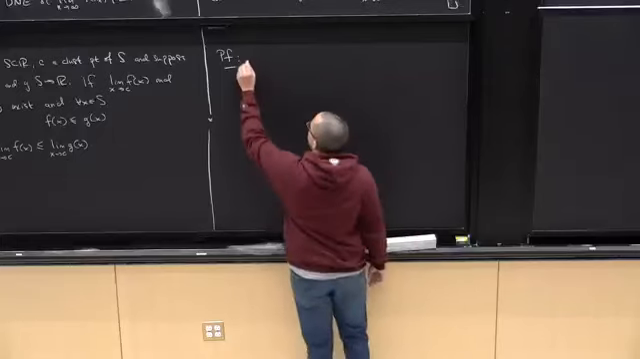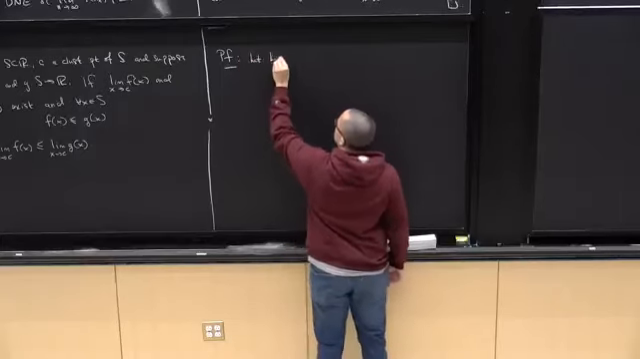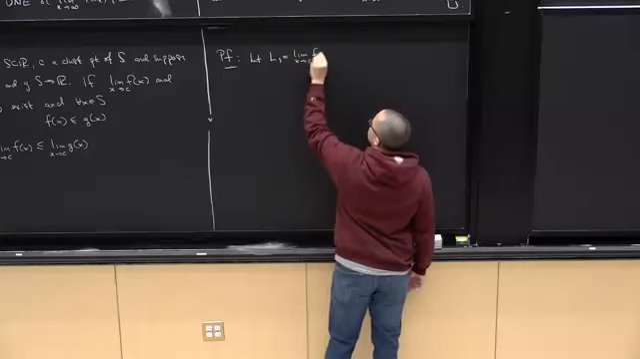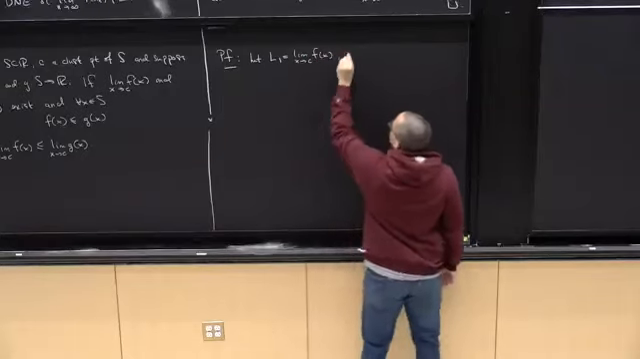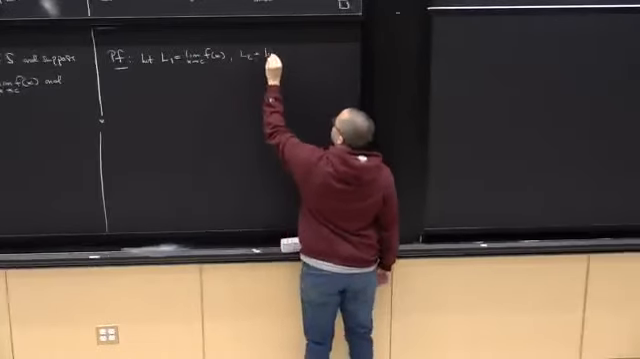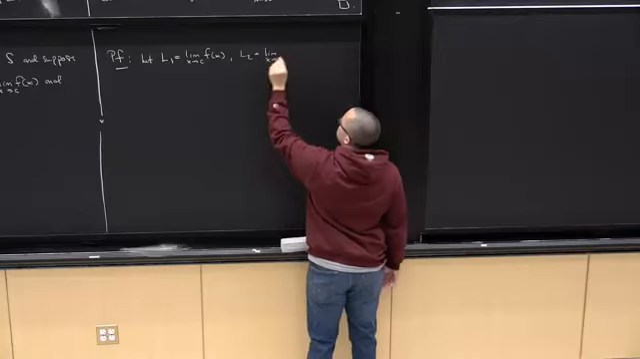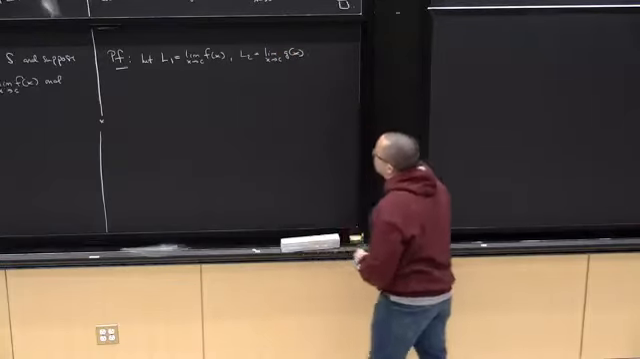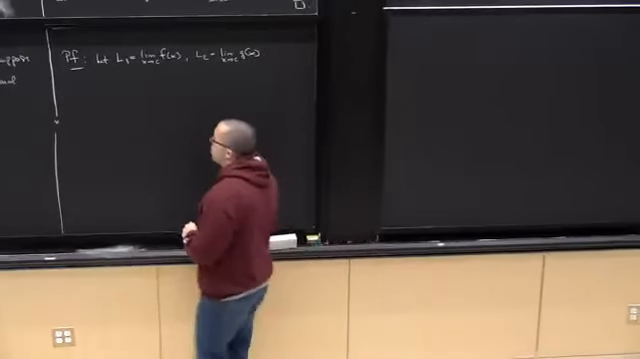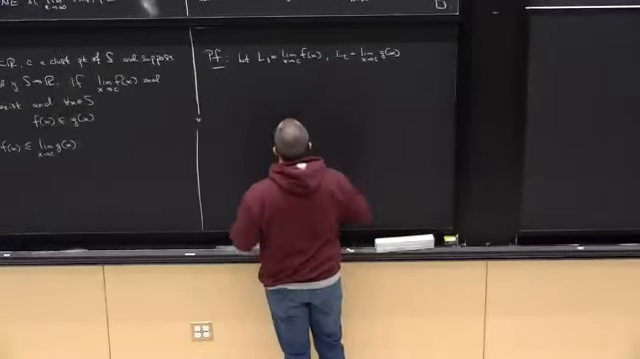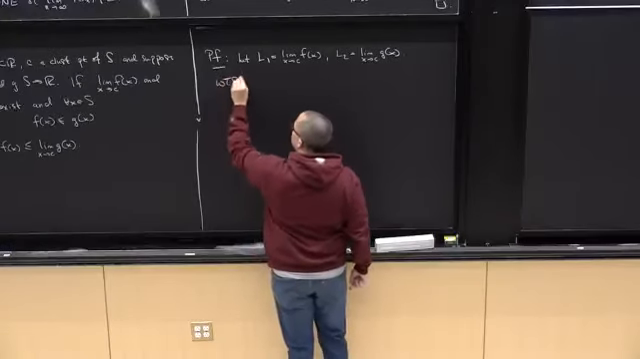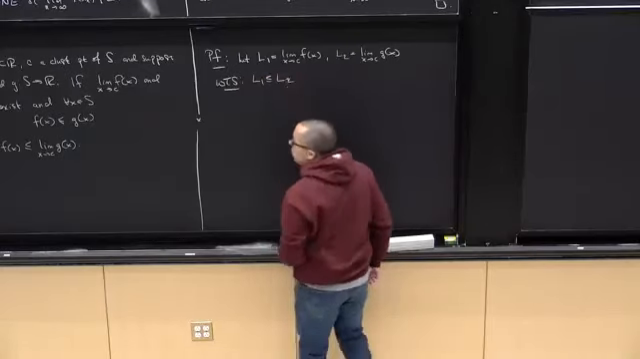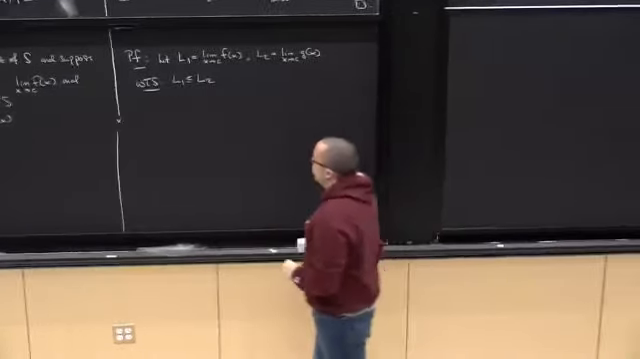So let L1 be the limit as x goes to c of f of x and L2 be the limit as x goes to c of g of x. And what we want to show is that L1 is less than or equal to L2, right? Okay.